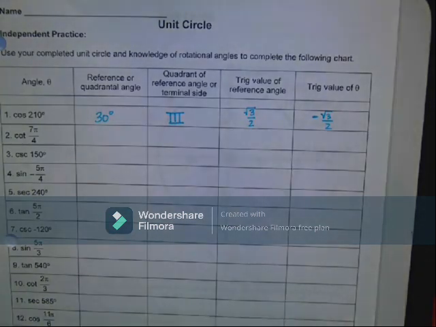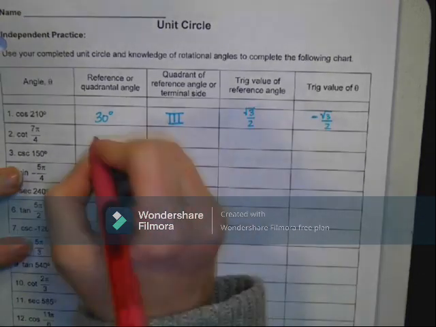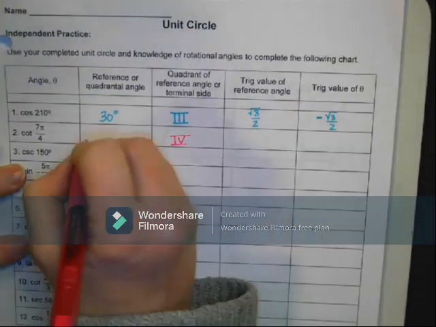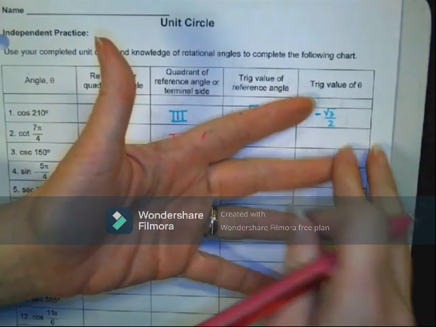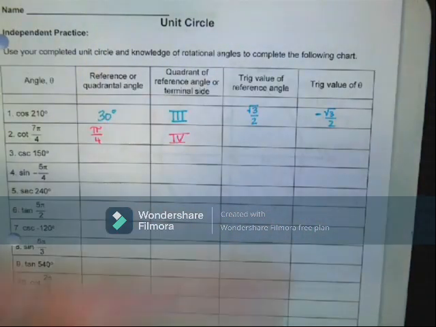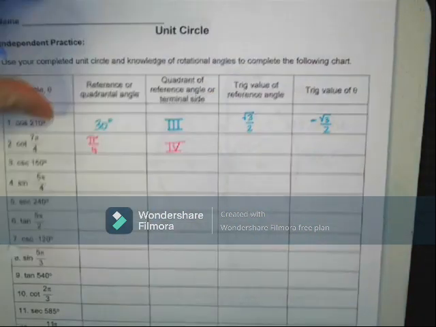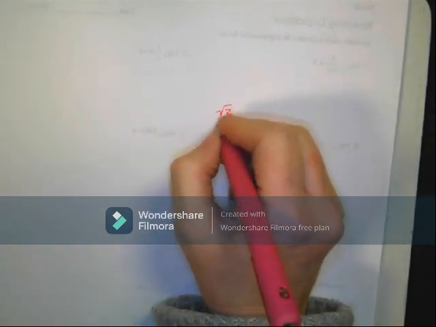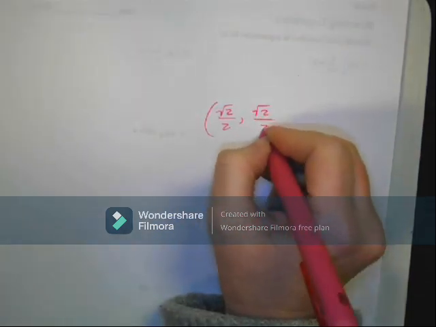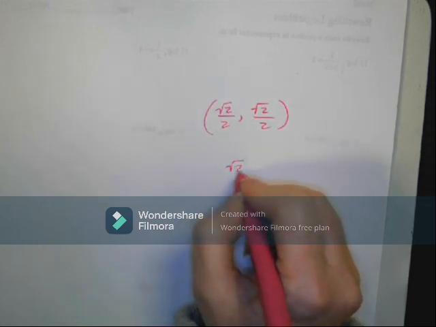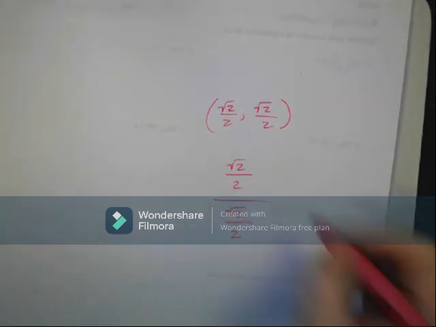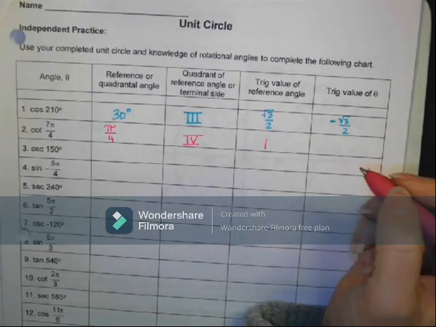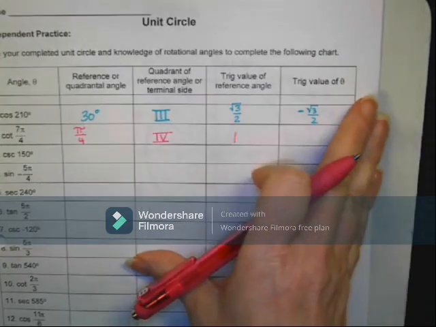All right, 7 pi over 4. What quadrant? Quadrant 4. Reference angle, I love radians, it's just pi over 4. 6, 4, 3, so fold in 4. Cotangent is x over y. So really quick, if I have x over y, so this is square root of 2 over 2, and square root of 2 over 2. So x over y, that would make this nasty fraction, square root of 2 over 2 and square root of 2 over 2. Oh, well, that's just 1. Now, in quadrant 4, is cotangent supposed to be positive or negative? Negative.